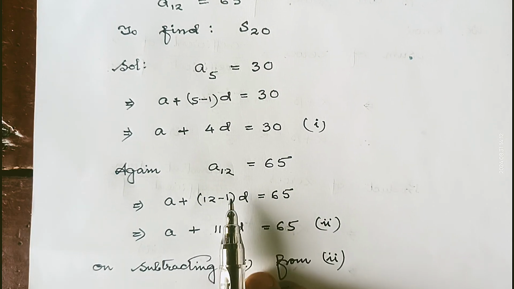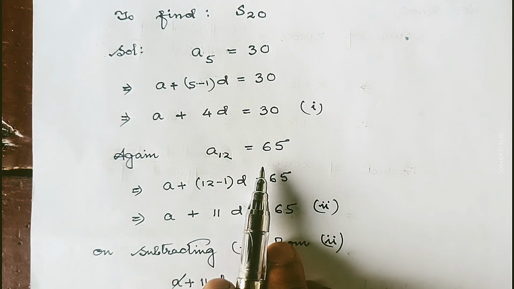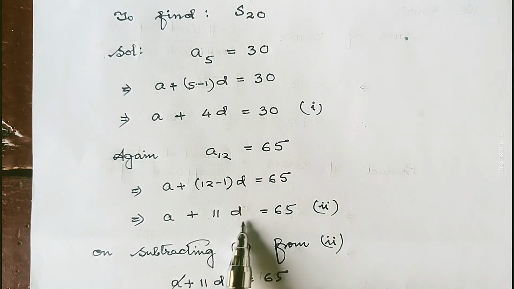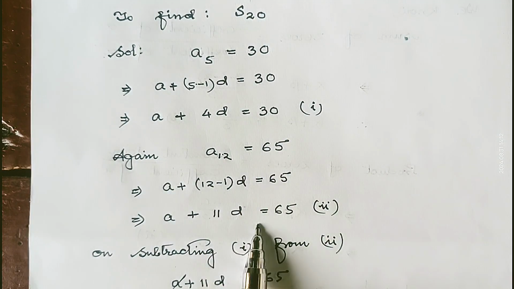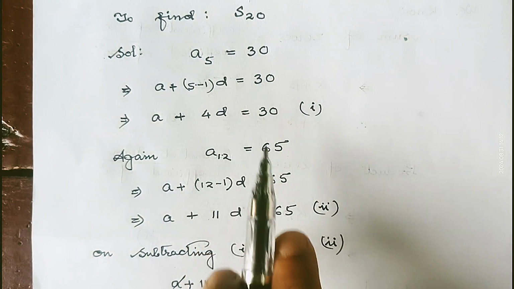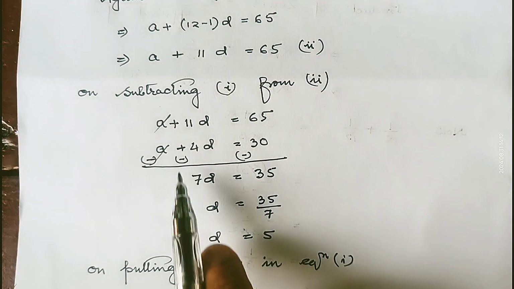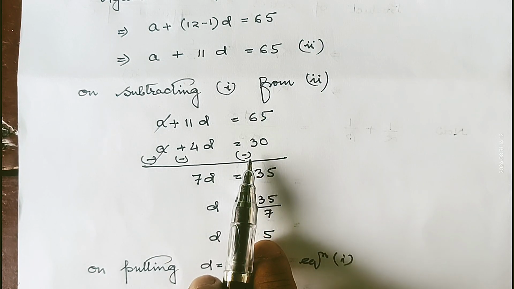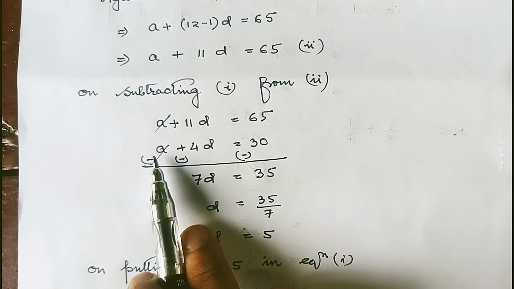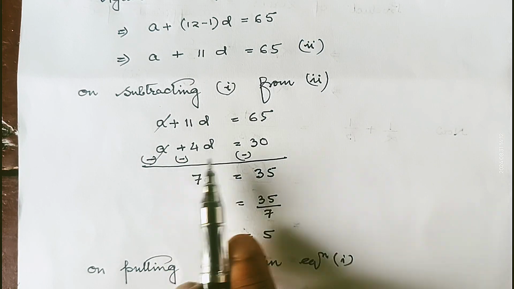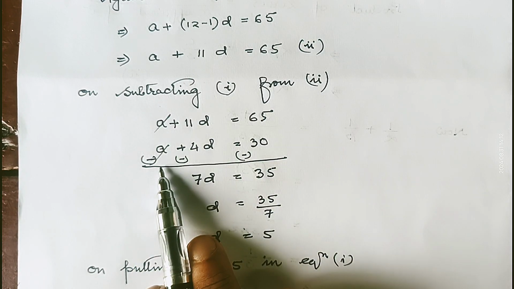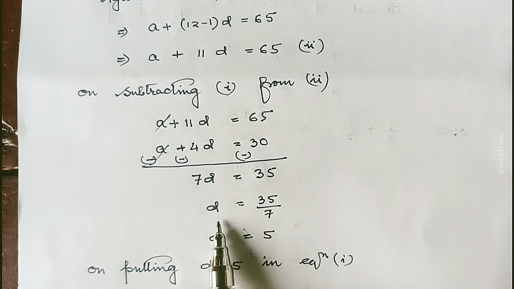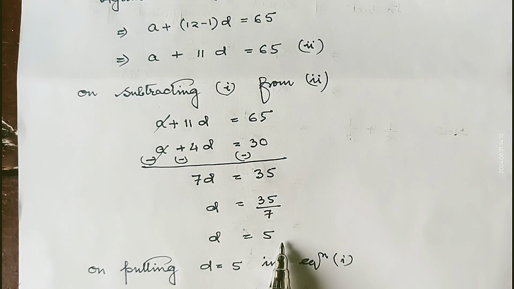Again it is given that the 12th term is 65. So a12 is 65. a plus (12 minus 1) into d is 65. a plus 11d equals 65. So we got two equations. Now if we subtract equation number 1 from equation number 2, we get a plus 11d is 65, a plus 4d equals 30. Since we are subtracting, we have to change the signs. So here plus will become minus, plus will become minus. a minus a can be cancelled. 11 minus 4 is 7. 7d equals 35. So d is 35 by 7. So d we got is 5.